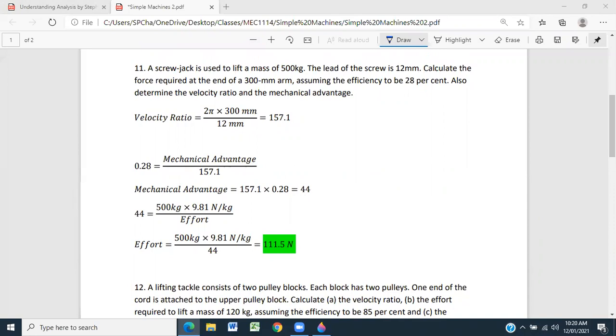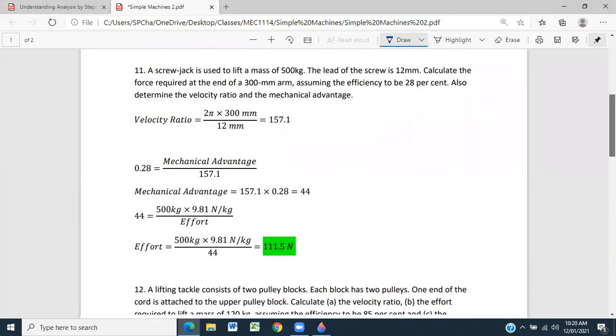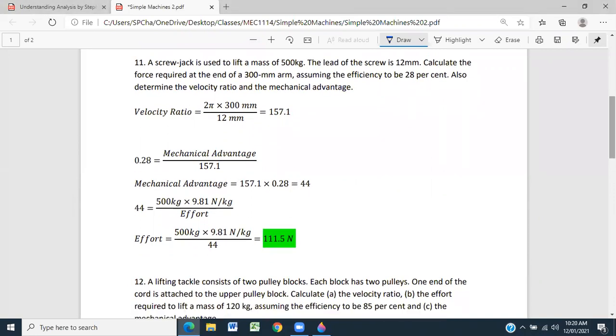Okay, good. So number 11. A screw jack, again a screw jack, is used to lift a mass of 500 kilograms. The lead of the screw is 12 millimeters. Calculate the force required at the end of the 300 millimeter arm, assuming the efficiency to be 28%. Also, determine the velocity ratio and the mechanical advantage.